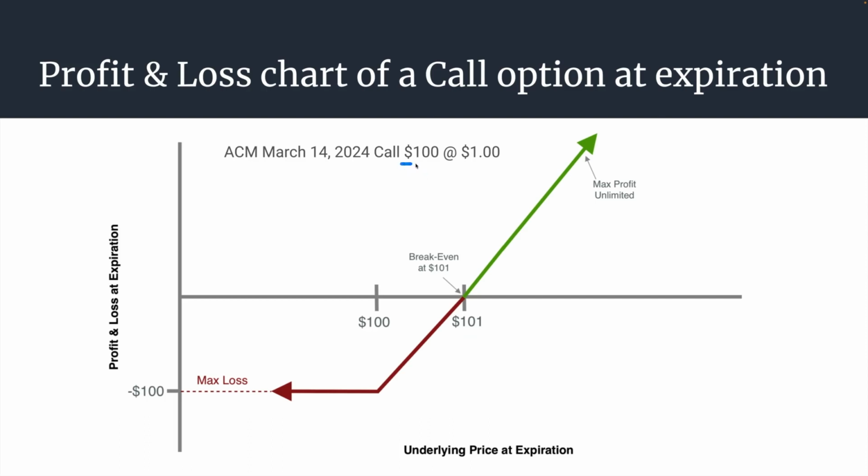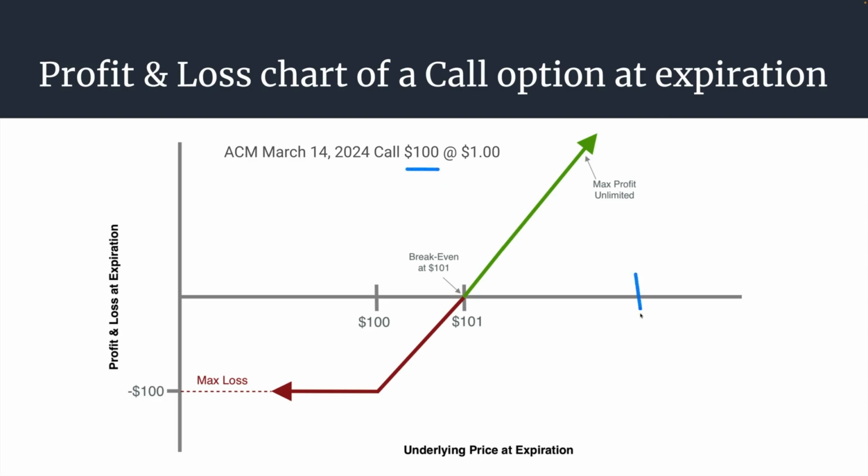In this case, the strike price, our price that we can buy shares for, is $100, and we paid $1 per share. So we actually paid $100 to own this call option. So this call option is considered in the money if ACM is above $100. So remember, this call option gives us the right to buy 100 shares at $100.